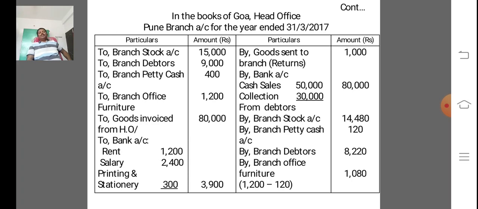So first we prepare, in the books of Goa head office, Pune branch account for the year ending 31/3/2017. We debit the branch stock account 15,000, branch debtors 9,000, branch petty cash 400, and branch office furniture 1,200. These are the opening assets. And debit the goods invoiced from HO 80,000. Debit the bank account rent, salary, and printing and stationery. So 300. Total 3,900.